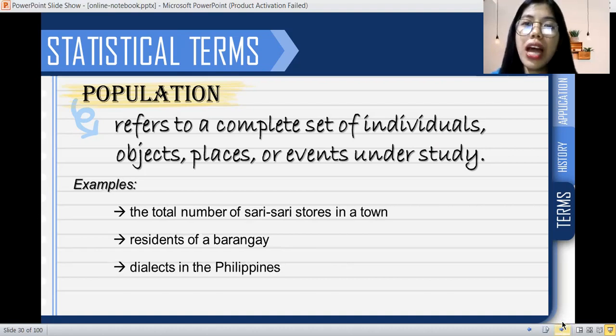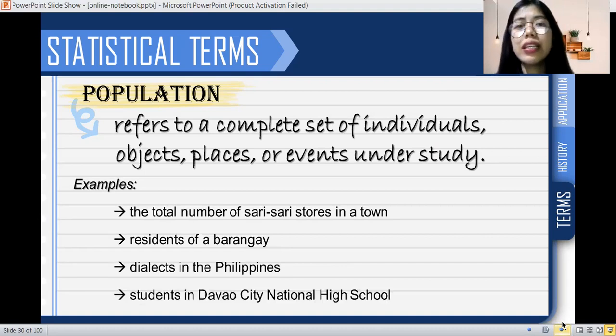Okay, and we also have the dialects in the Philippines. And the total number of students in Davao City National High School. So, population din po yan. Okay.